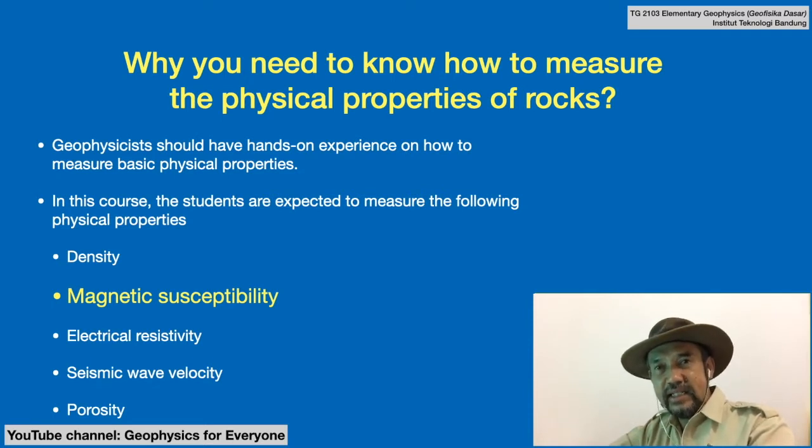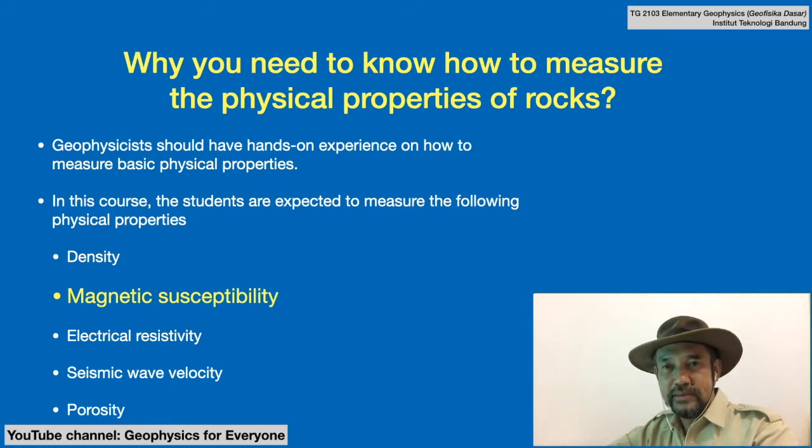Again, ideally, geophysicists should have a hands-on experience on how to measure basic physical properties. Geophysicists should have a sense of magnitude when it comes to using the values of physical properties. And this is why at Institut Teknologi Bandung, we designed a course, Elementary Geophysics, with a laboratory component. In this laboratory component, one of the measurements is a measurement of magnetic susceptibility.